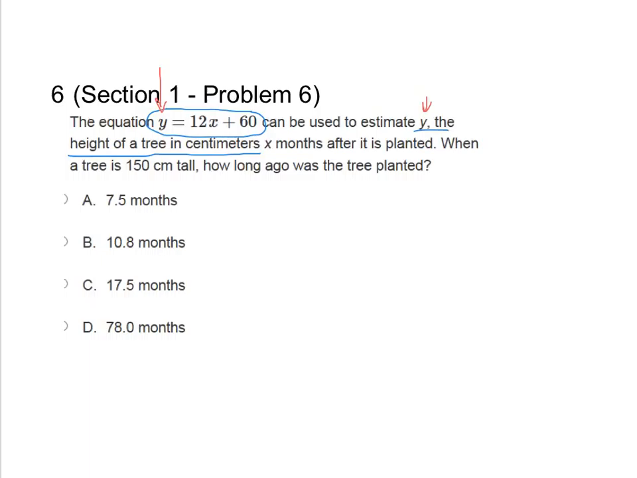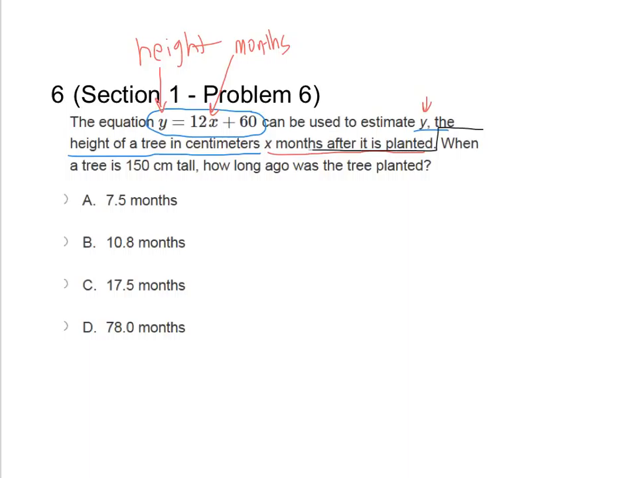In this problem they talk about how y is the height of a tree. Then they go on to say that x is the months after it's planted. So anytime we see an x in this problem, we know that it's talking about the months that have gone by. We know then that when a tree is 150 centimeters tall, how long ago was the tree planted? So that's really the question that they're asking.